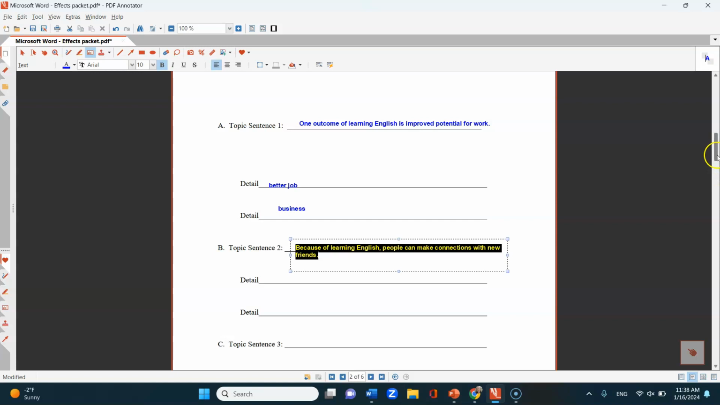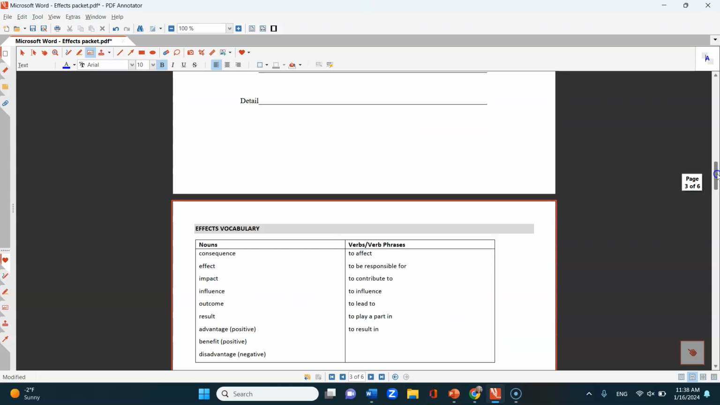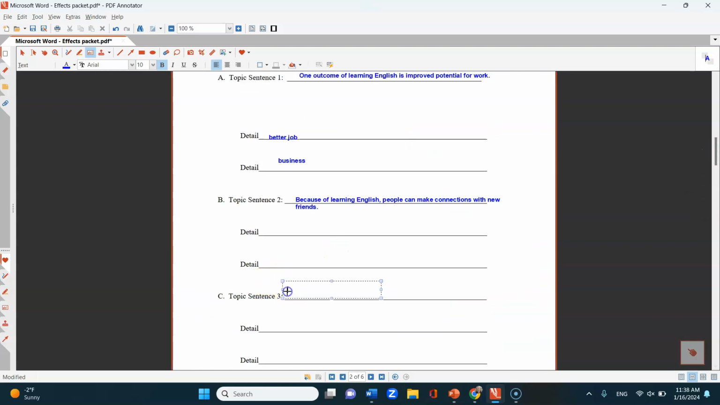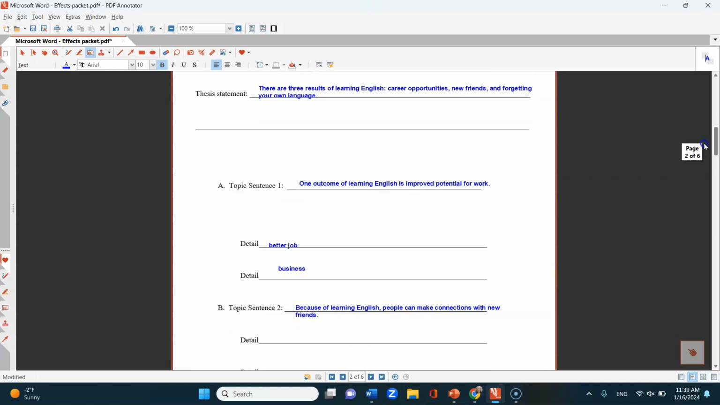Now I'm going to add another word. Now this is not really from the frames, but you can see that when we're talking about the positive effects of something, we use the word advantage. Negative, we can use disadvantage. So my third one is negative. So finally, a disadvantage of learning English is that it might be difficult to retain your first language, okay? Especially for your family. This was just an example, guys, okay? And then I would write my details there. So that is the task that we're trying to do for this week.